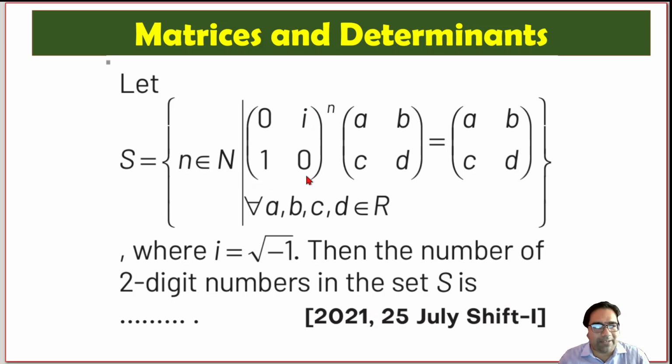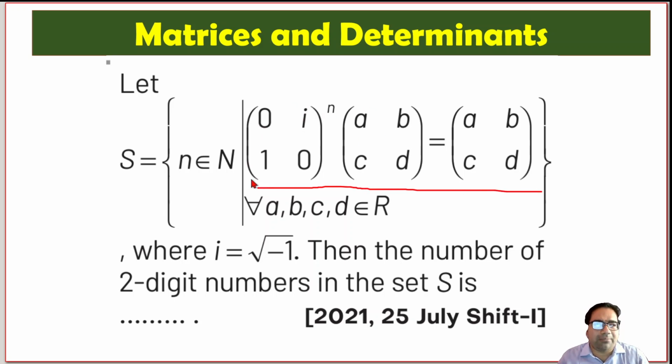But this left hand side, [0 i; 1 0], has a complex number. i is there. What is i? i square equals minus 1, so i equals under root minus 1. Then what does that mean? For what all values of n is this relation holding?